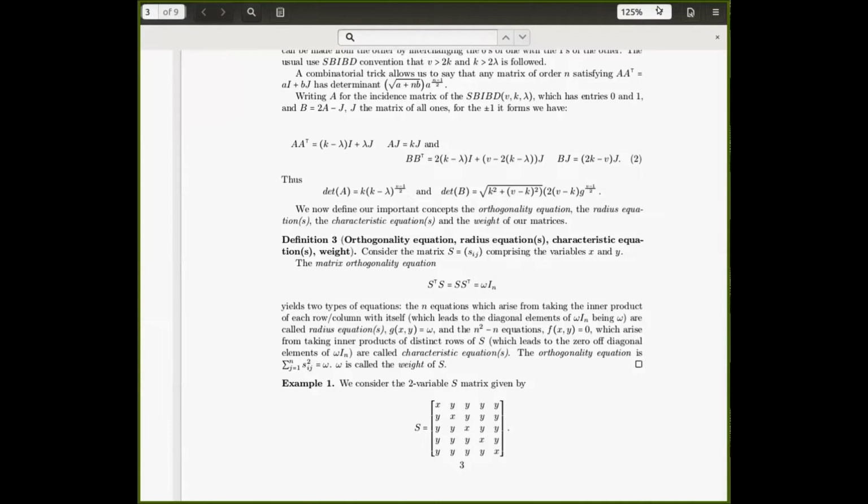And then there are the equations which come from taking the inner products of distinct rows, and they've each got to be orthogonal to the other. They arise from the inner products, and we call these the characteristic equation or equations. So we can say that we have an orthogonal equation.